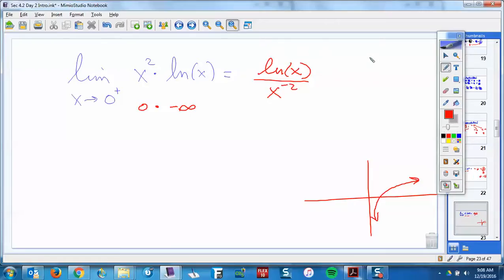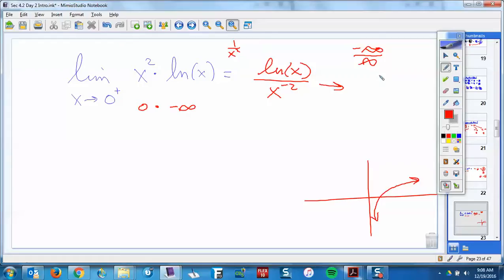Now what do we have? Now we have negative infinity over, and then what's this as x gets close to 0? 1 over x squared, right? As x gets close to 0, that'd be going towards infinity. 1 over a really small number, right? We'd have 1 over 0, which is basically infinity, right? So we've now turned it into infinity over infinity. So we can do L'Hopital's rule.